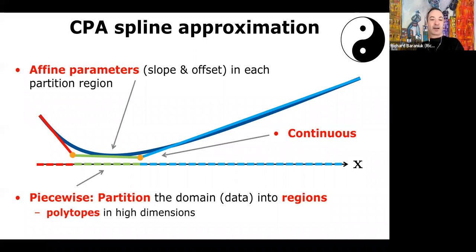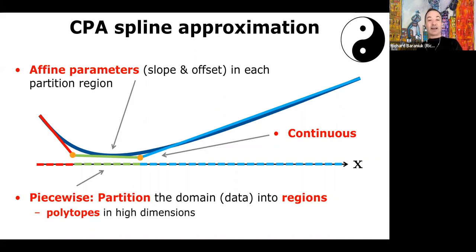And then the yang part is that over each of these regions, the red region, the green region, and the blue region, we approximate the function with just a straight line. And in higher dimensions, it's a hyperplane. So this gives us a piecewise affine approximation. And then finally, it's CPA: where the green and the red lines meet, we have to have continuity, so we have to have these pieces match up. Okay, so this is a simple case in 1D.